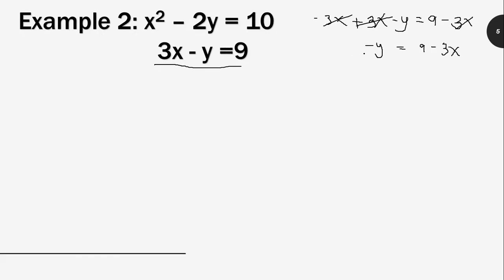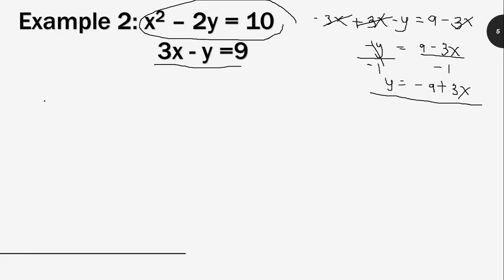And then since po ay negative y, we have to divide both sides by negative 1 para po maging positive. y is equal to negative 9 plus 3x. Divide po by negative 1 or multiply by negative 1. So we have our temporary value of y, which is negative 9 plus 3x. And substitute po natin doon sa equation na hindi natin nagalaw, which is the equation number 1.